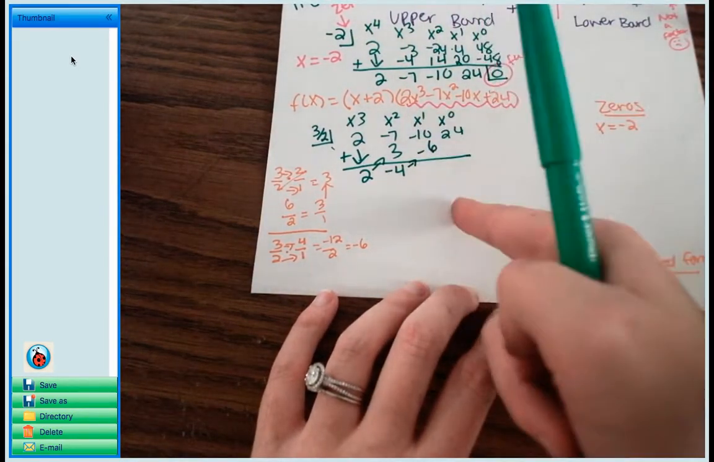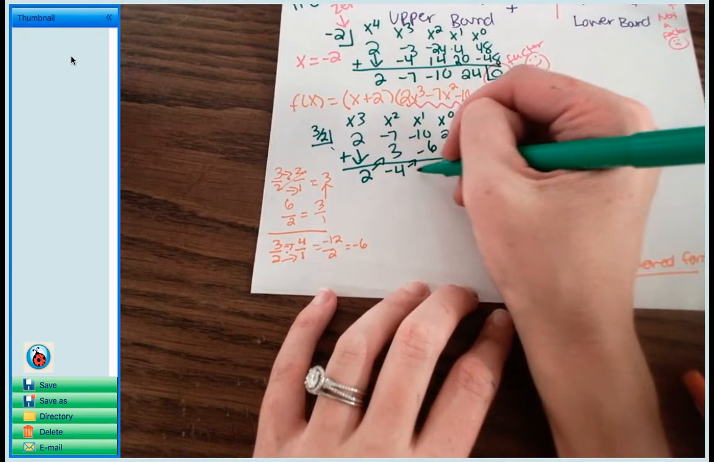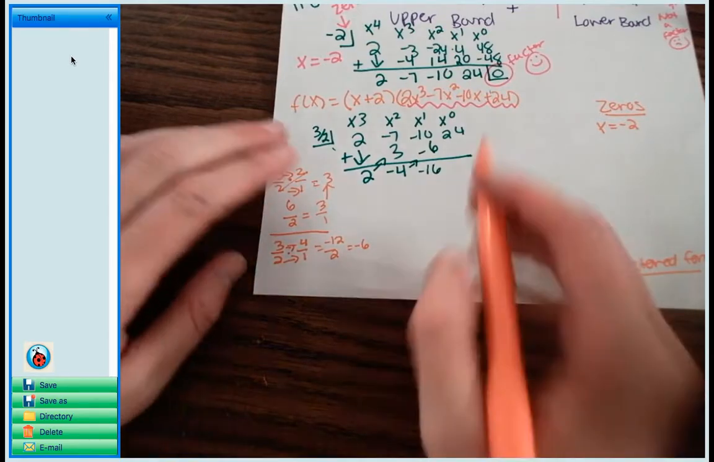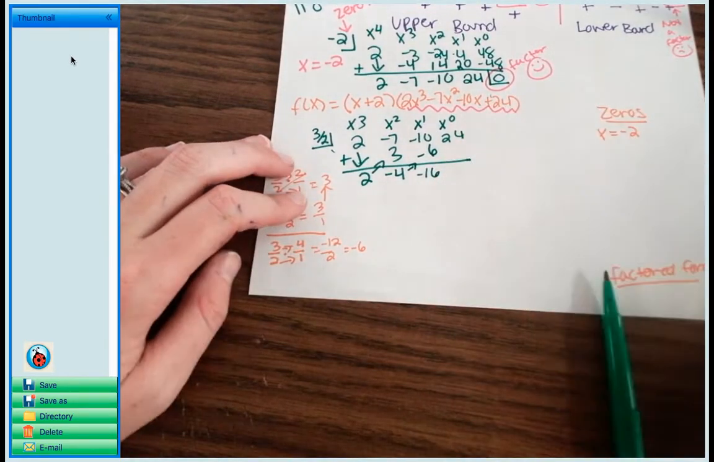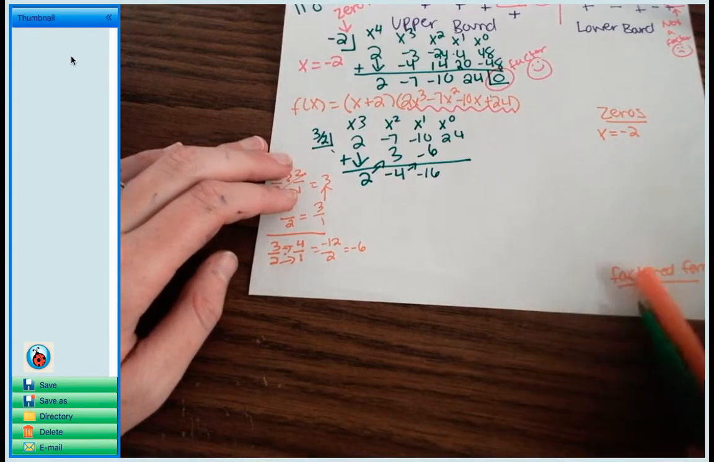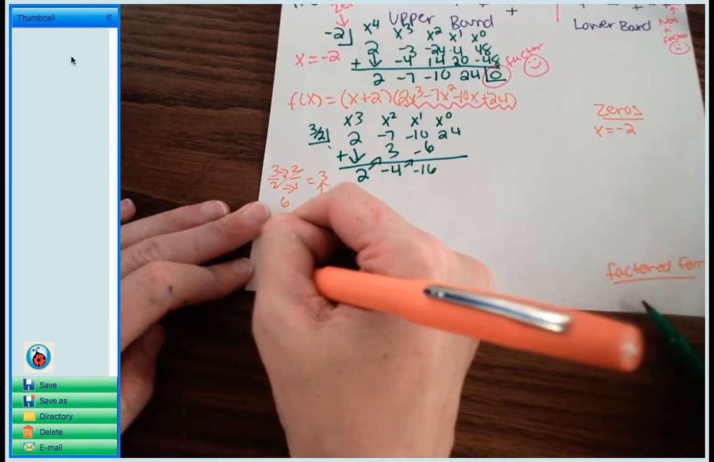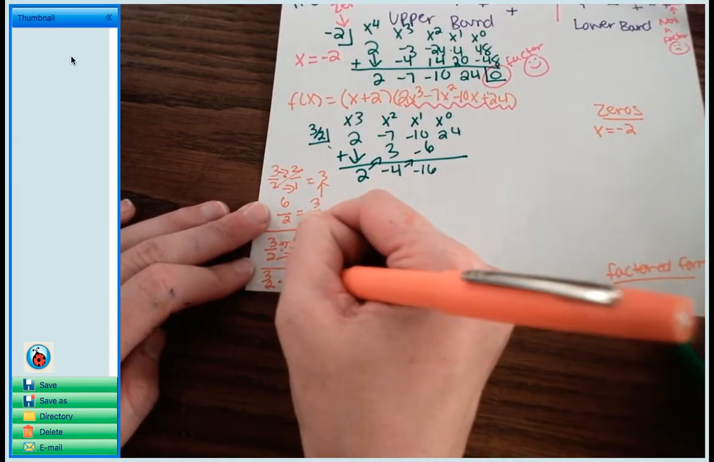All right, let's add down. Negative 10 minus 6 more is negative 16. Let's see what happens when we multiply 3/2 by negative 16. Remember, the goal is to get 0 as our remainder, so let's see if that happens. So 16 times 3/2. So 3/2 times negative 16.